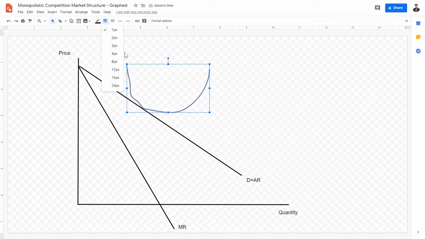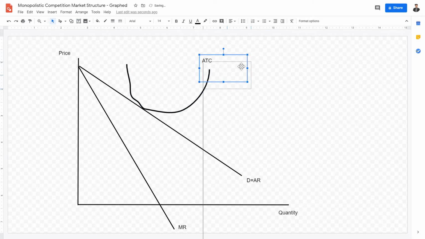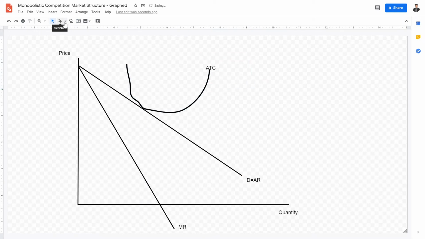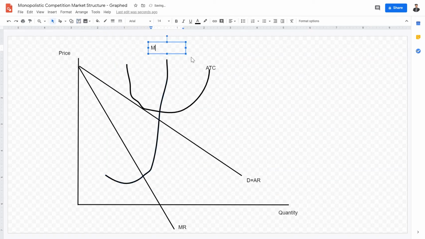Now, why do we want it to look like that? I'll explain in just a second. So this will be the average total cost curve, the ATC curve. And the last curve we're going to want to be able to draw is the marginal cost curve. So this is the marginal cost curve. This is the Nike shape marginal cost curve.